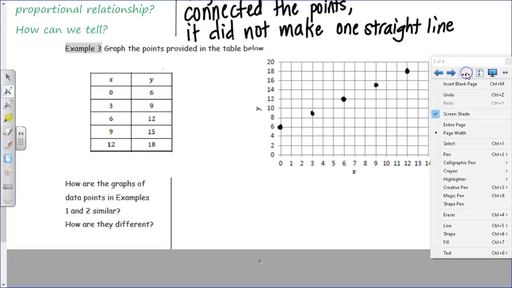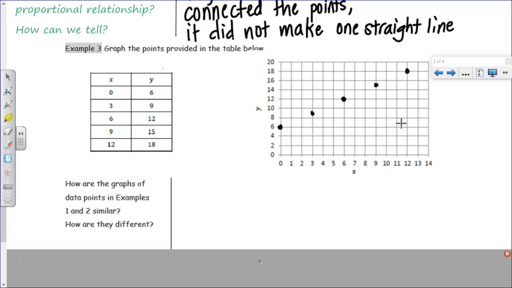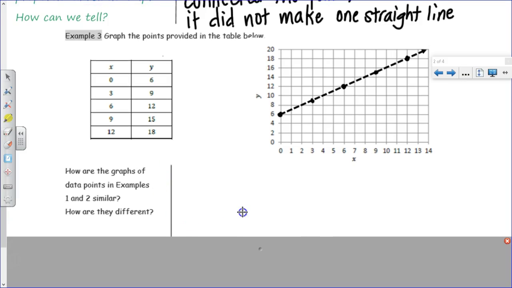Okay, those dots look like they're all in a straight line, but let's just go ahead and double check. Do they all go through this line? Yes, they do. What is the problem though here? There's going to be something here that tells us it's not proportional. Okay, how are the graphs of the data points in examples 1 and 2 similar? And how are they different?